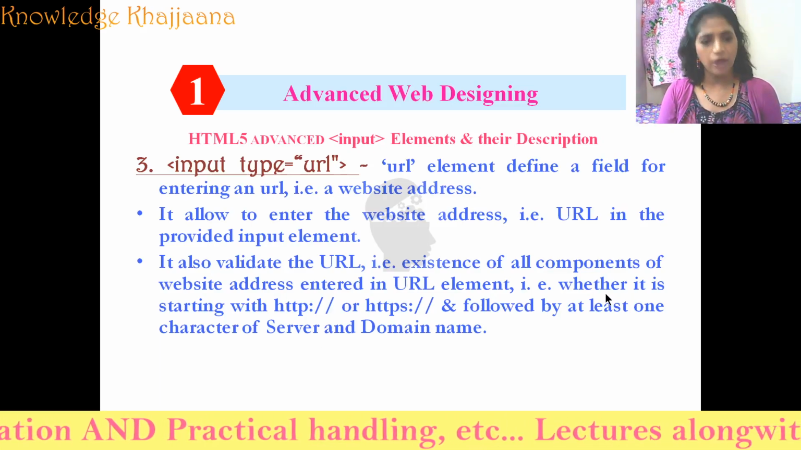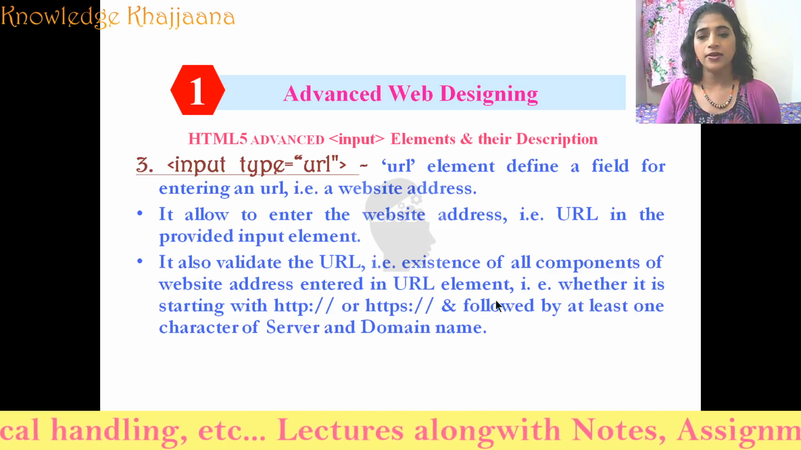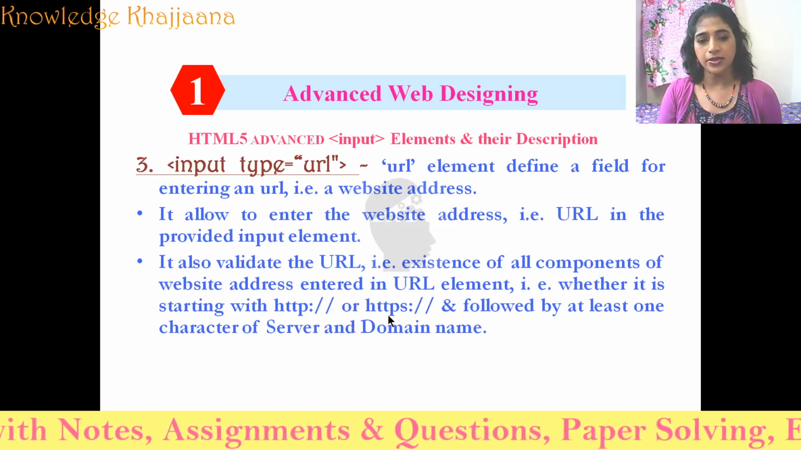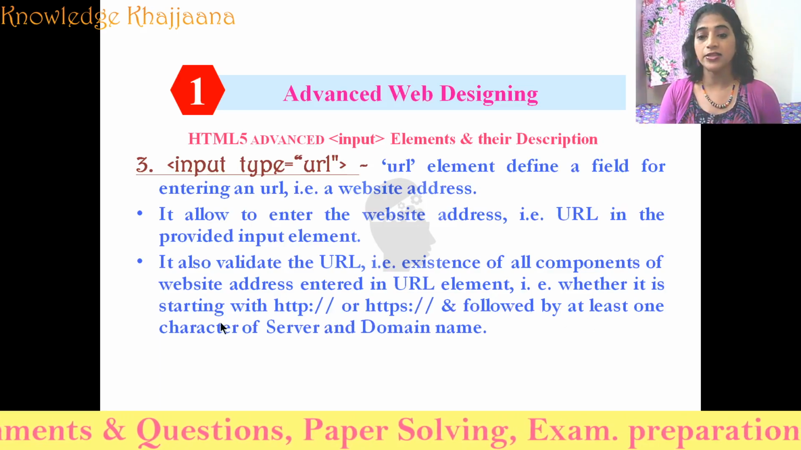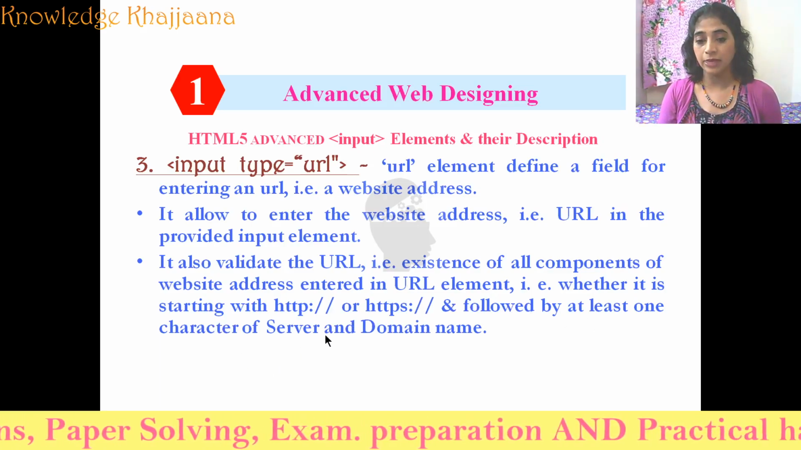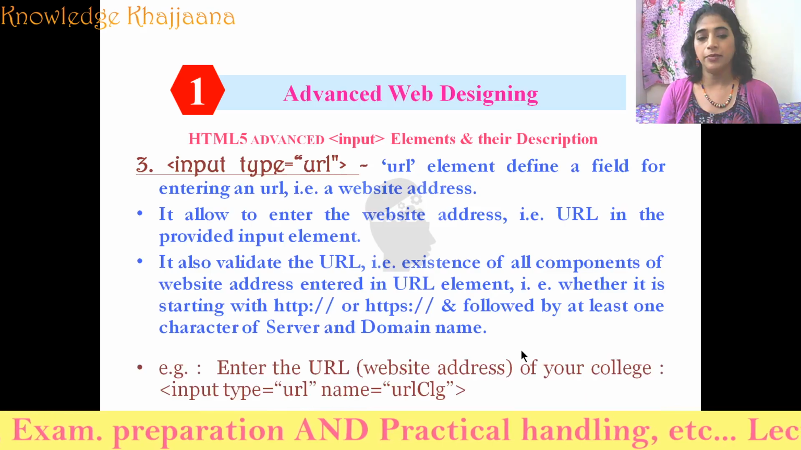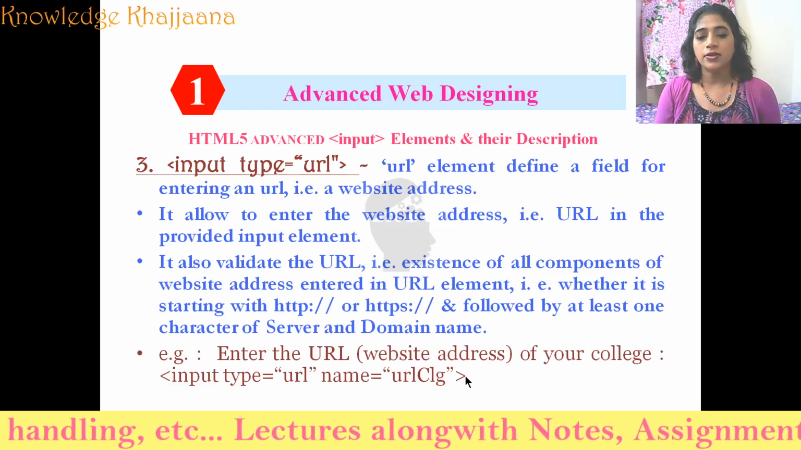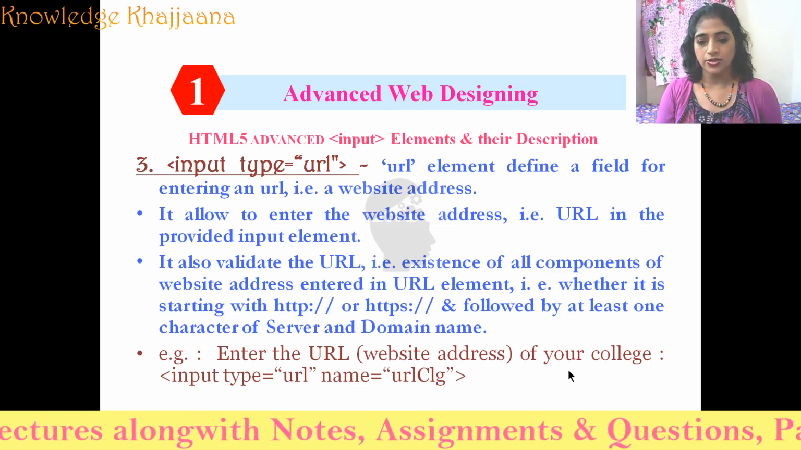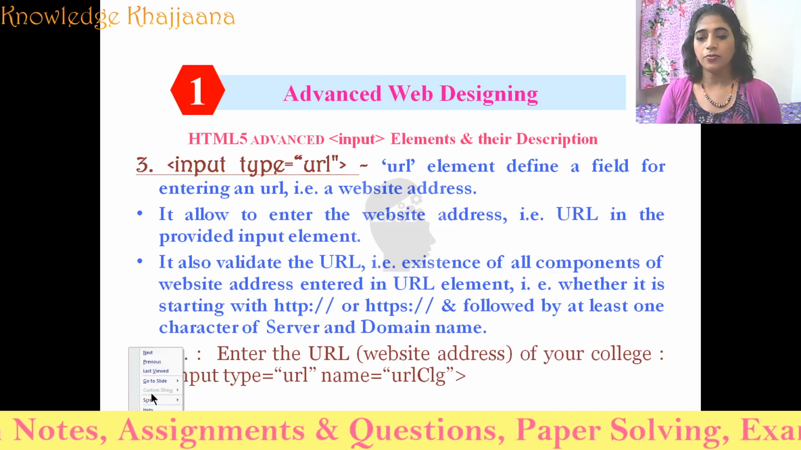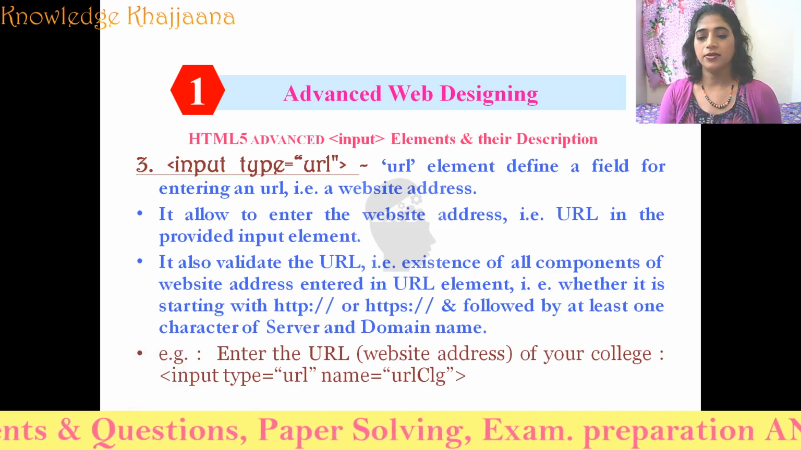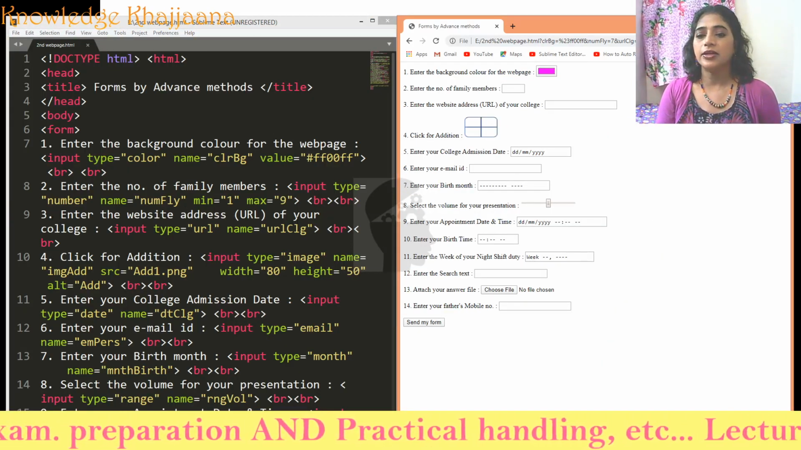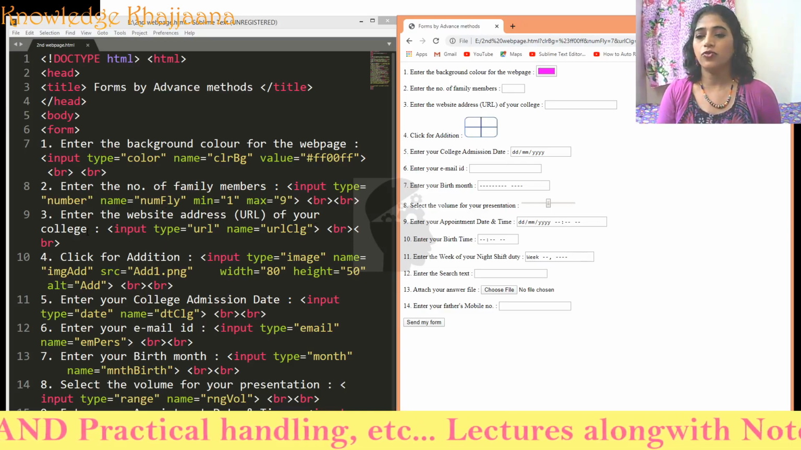See, how can it validate it? It can validate because the website address always starts with HTTP or HTTPS and it is followed by at least one character of the server name and then the domain name. Suppose we are asking you to enter the website address of your college. For that also we have prepared the program. Enter the website address, that is URL of your college.